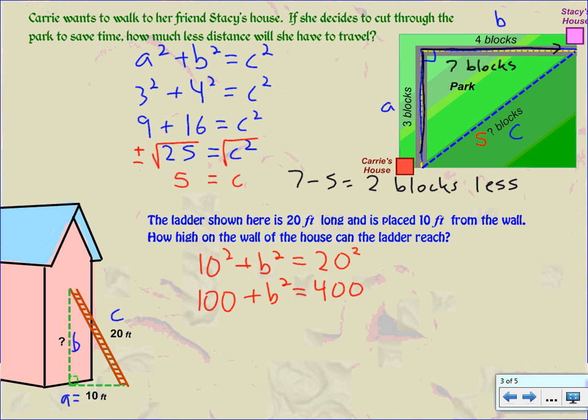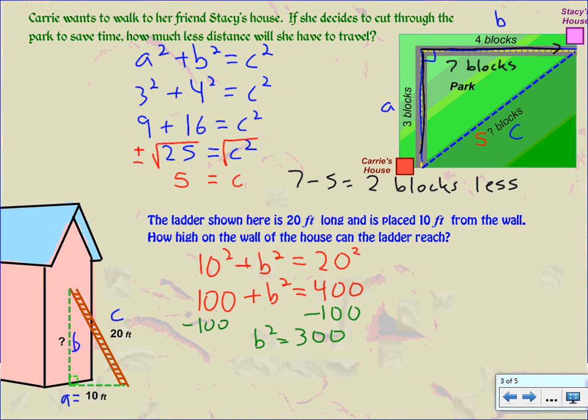And at this point, we're going to try to solve for b. Now, if I'm solving for b, what I want to do is get rid of the 100. I have here 100 plus b squared. I want to get that 100 out of there so I can get b squared by itself. So we subtract 100 from both sides. Minus 100, minus 100. I get b squared equals 300.